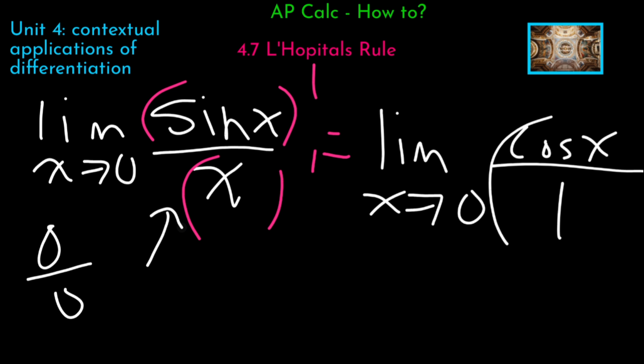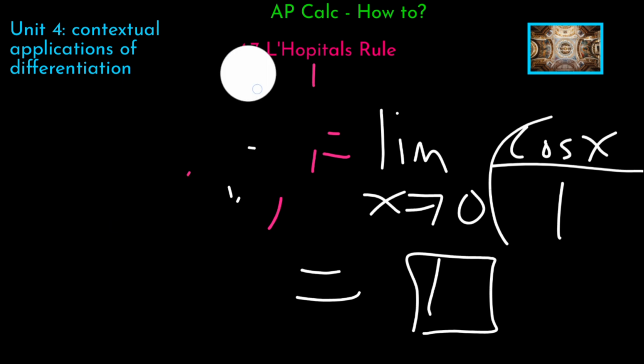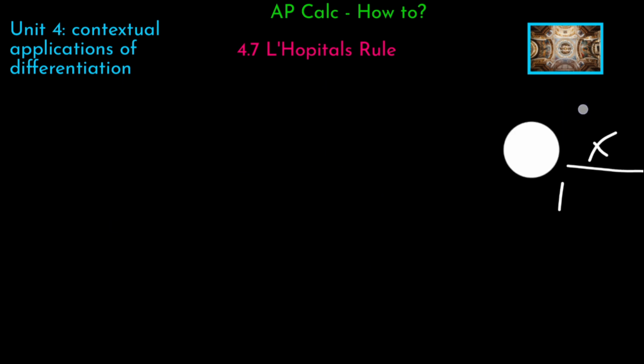Sine of x over x, limit as x goes to 0 is 1 because cosine of 0 is 1. And when we take the derivative of the top and then the derivative of the bottom and plug in our limit, we now get a solvable rational limit. Plug in 0, cosine of 0 is 1, so our answer is 1, and that's our first example for L'Hopital's rule.